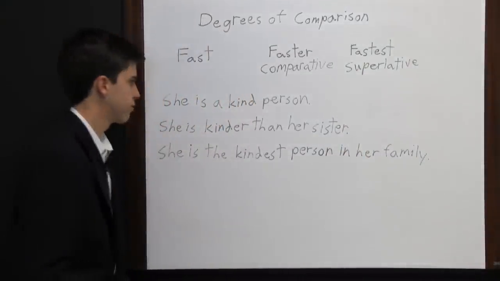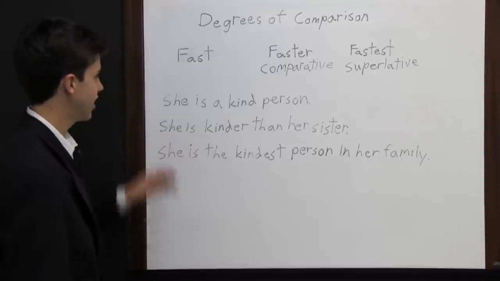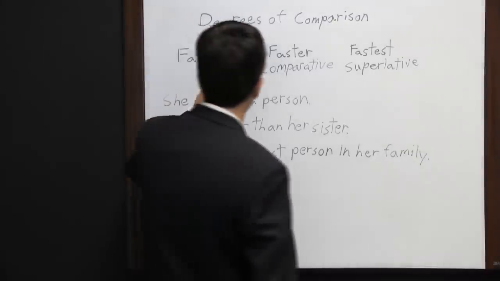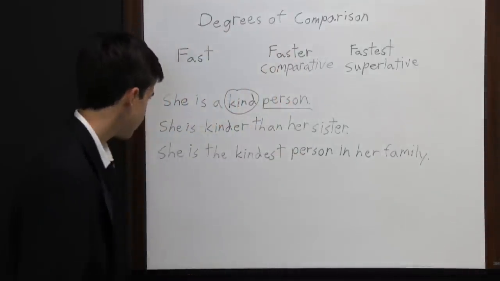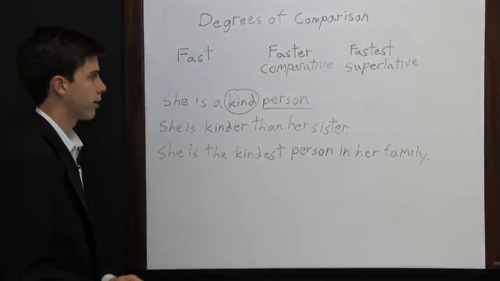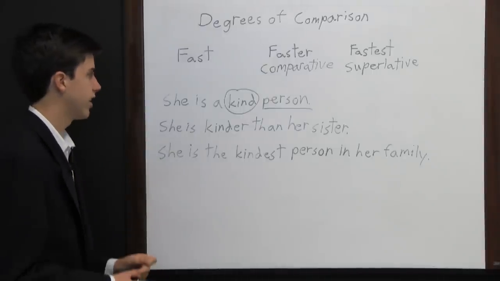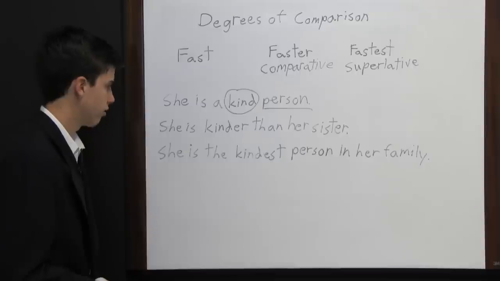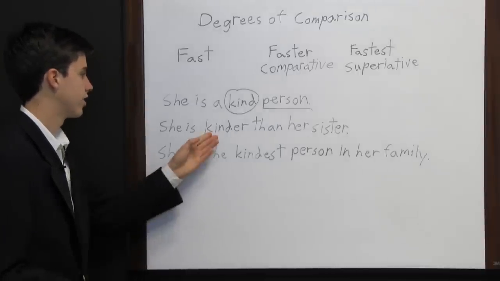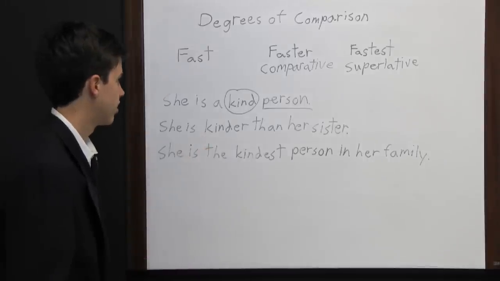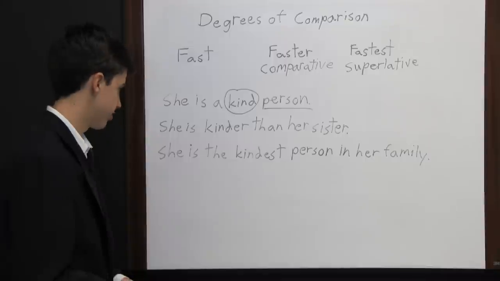Now, let's take a look at this played out in some sentences. So this first sentence says, she is a kind person. Kind is the adjective here because it's describing person. Now, if we want to look at the comparative form of kind, we would add er to it to get kinder. So when we're comparing her to her sister, we would use kinder. She is kinder than her sister, or she is a kinder person than her sister.